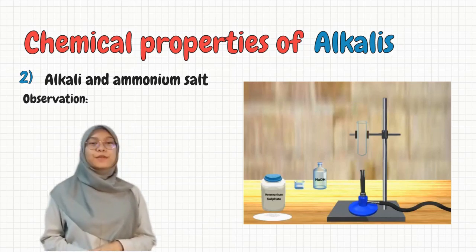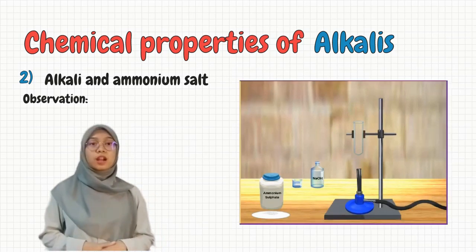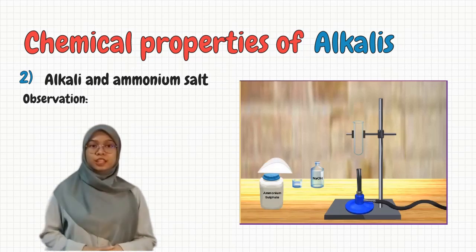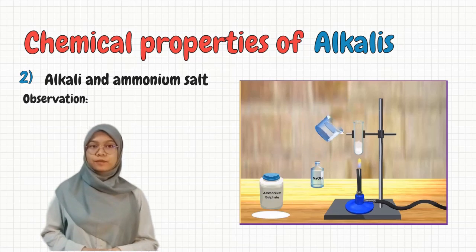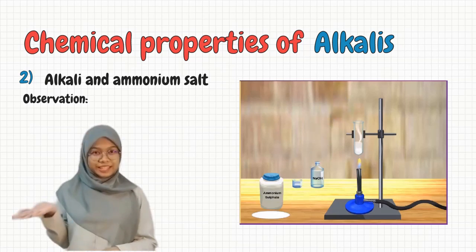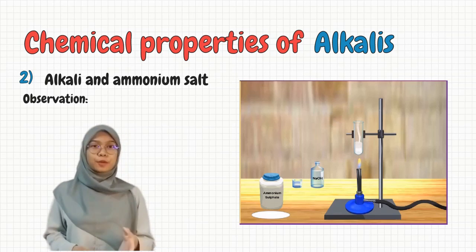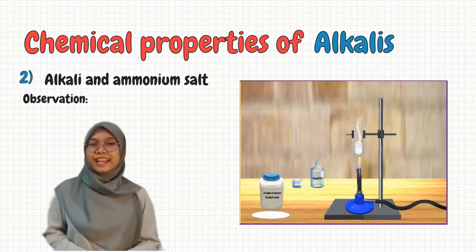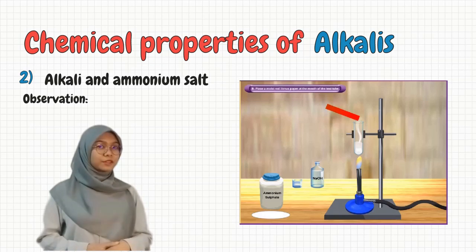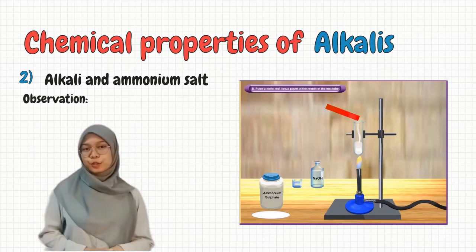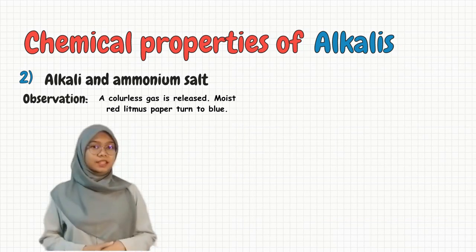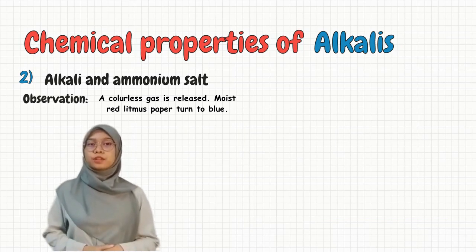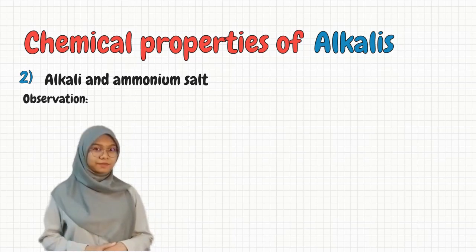Okay, now we continue with the reaction between alkali and the ammonium salt. Pour the ammonium sulfate in the test tube. Add some sodium hydroxide solution and heat the solution. Look, a gas is released. Students, do you know what gas that is? The gas is alkaline. Place the moist red litmus paper at the mouth of the test tube. The litmus paper then turns blue. When alkali reacts with the ammonium salt, it will produce ammonia gas, water and salt.